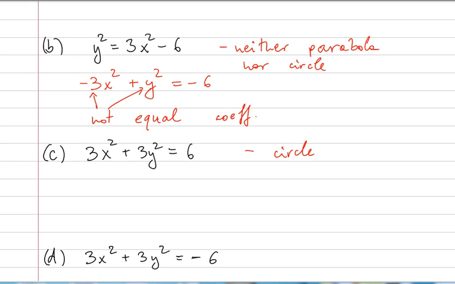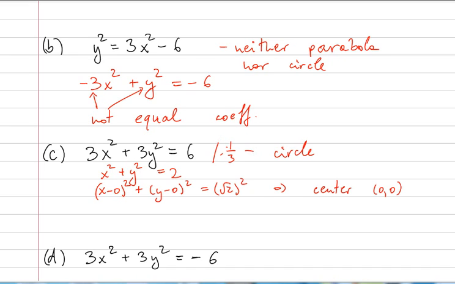Because it's an equation, we can divide by 3 on both sides, and we get x squared plus y squared equals 2. So we get that this is x minus 0 squared plus y minus 0 squared equals square root of 2, the whole thing squared. So this circle has center 0, 0, and radius square root of 2.